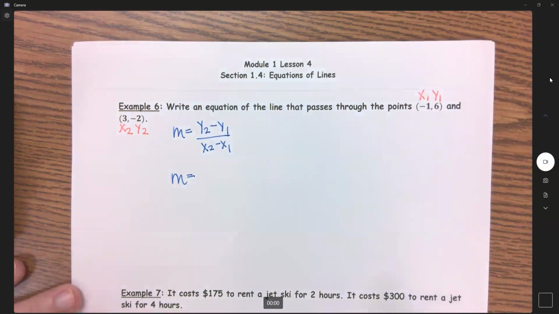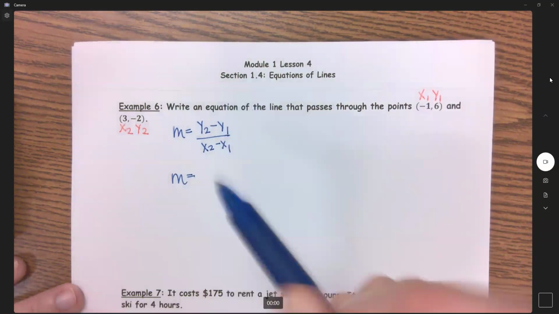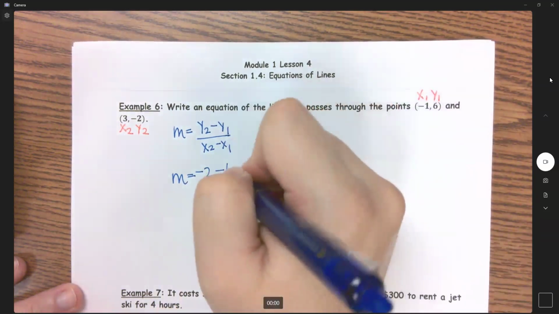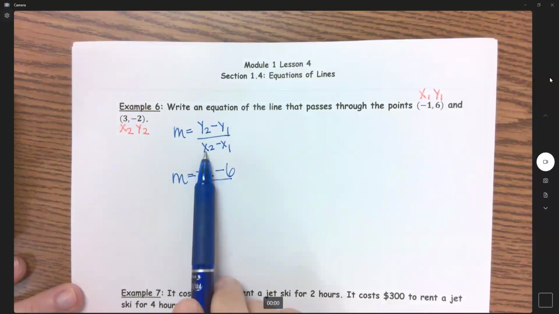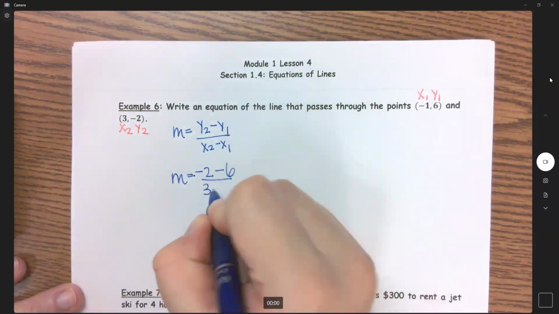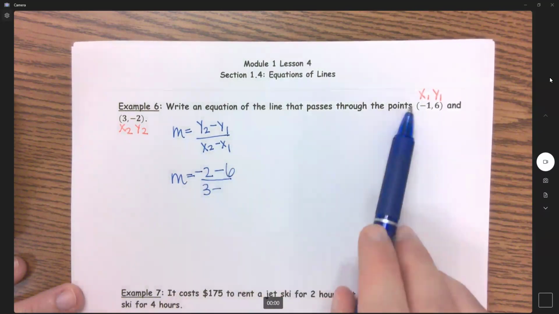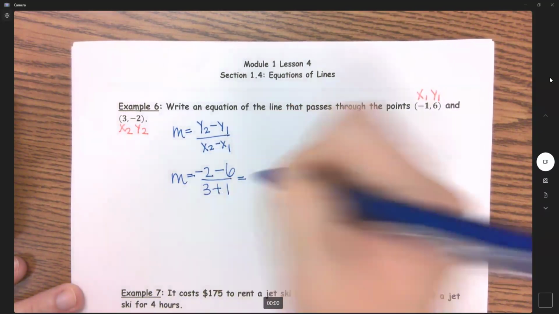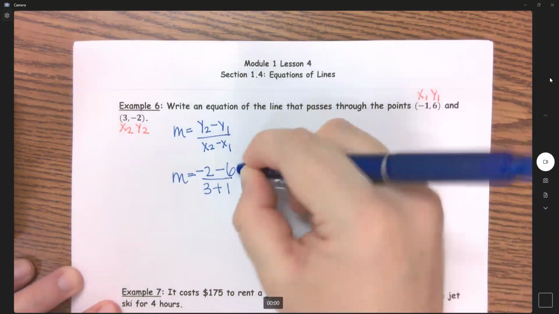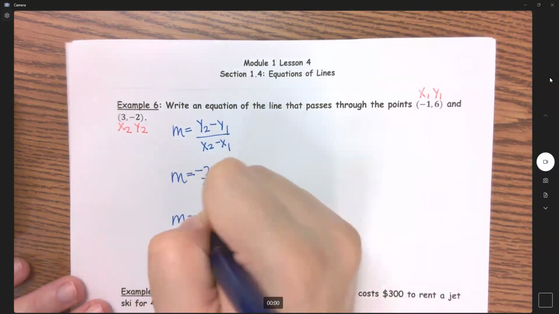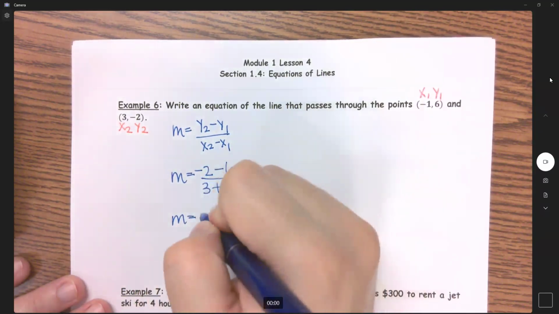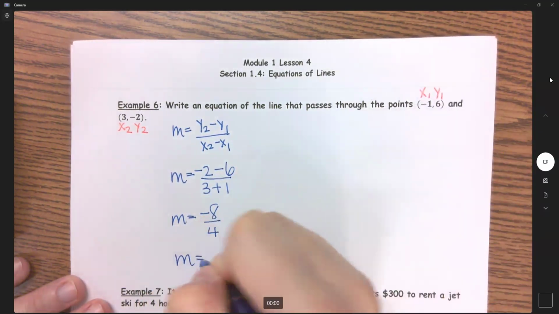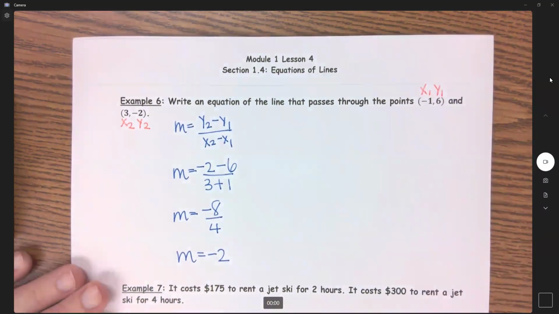So substitute everything in. My y2 is -2 minus y1, which is 6, over x2, which is 3, minus x1, which is -1. So minus -1 becomes a +1. Okay, so my slope then, we have -8 on the top divided by 4 on the bottom. So my slope then is -2.